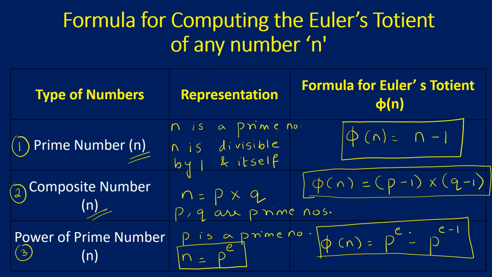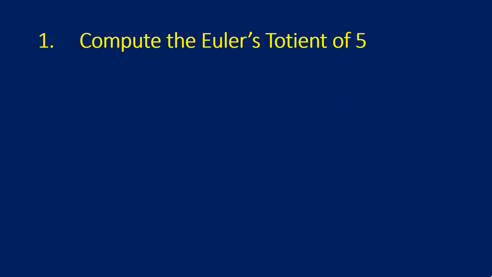So let us now go ahead with solving a few of the numericals. Let us first compute the Euler Totient of number 5. So we have to find the value of phi of number 5. The first step that you have to do is to identify if the given number is a prime number. So what are prime numbers? Prime numbers are the numbers which are divisible only by two numbers, that is by 1 and itself. So if you check 5, if you divide it by 1, it is divisible, but at the same time, if you divide it by 2, it leads to a fractional number.